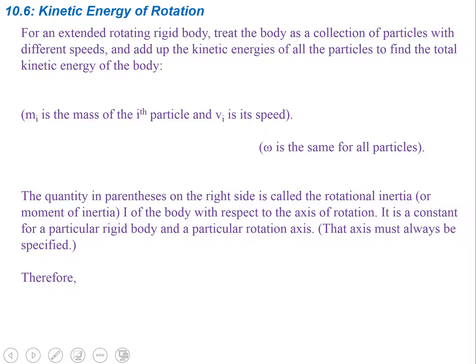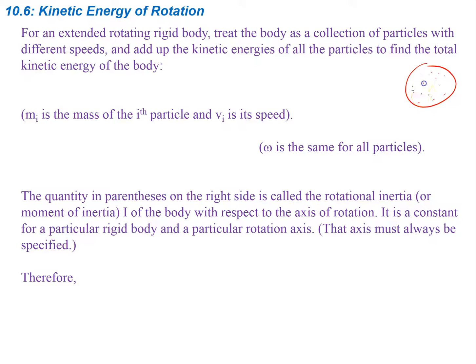For an extended rigid body, treat the body as a collection of particles with different speeds and add up all the kinetic energies of the particles to find the total kinetic energy of the body. So essentially what this is saying is, let's say we have some kind of circle that's rotating. Essentially what you're going to do is take all the particles' kinetic energies and just add them all up.